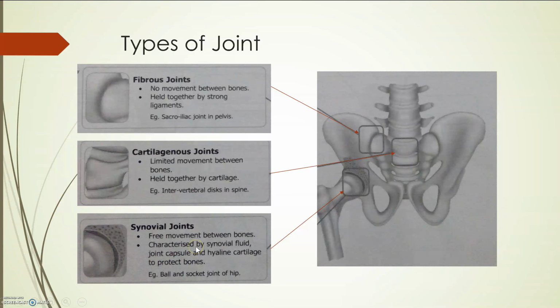And lastly, our most common joints are synovial joints. So they have free movement between our bones. They're characterized by synovial fluid. There's a joint capsule and hyaline cartilage to protect the bone. So for example, we have a ball and socket joint in our hip.